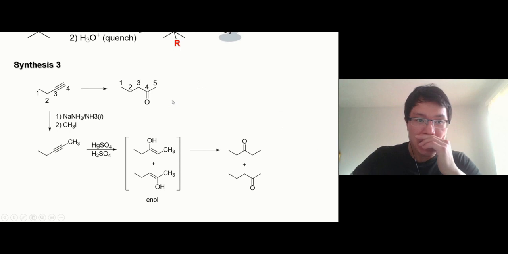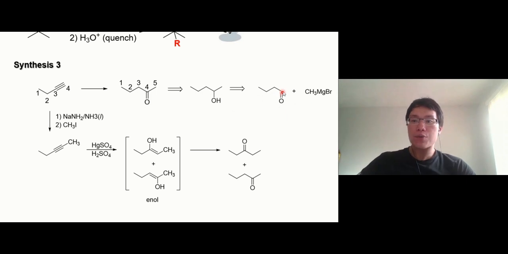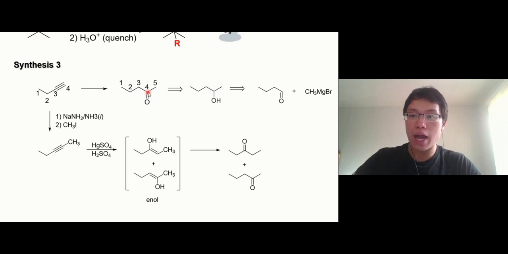So what do we do? Look back at the product. This ketone can be made from an alcohol, by oxidizing it. And the alcohol can be made using a Grignard reaction: a 4 carbon aldehyde, add a methyl group attacking right there. So you can make this alcohol and oxidize it to the product. Well, the question is, can you make the 4 carbon alkyne into the 4 carbon aldehyde? Totally. We have anti-Markovnikov hydration. You can put OH right there, of course you can.